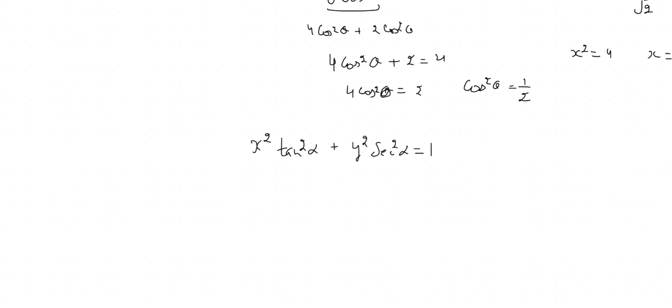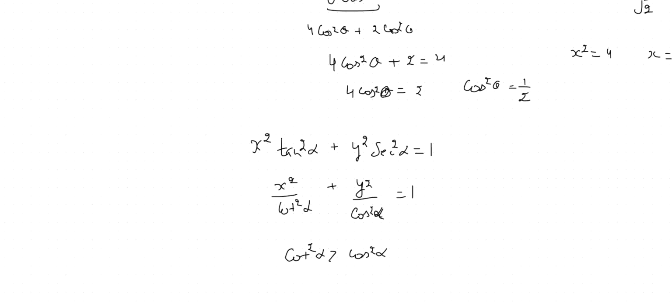So we know that tan is 1 by cot and sec is 1 by cos. So it can be rewritten as x square by cot square alpha plus y square by cos square alpha is equal to 1. Now, if you are wondering which denominator is bigger, please remember cot square alpha is greater than cos square alpha. How? So cot, if you know, cot is cos by sine.